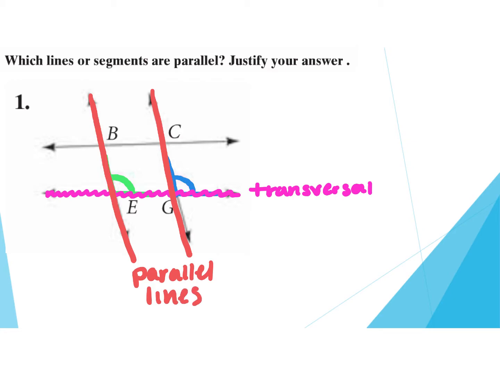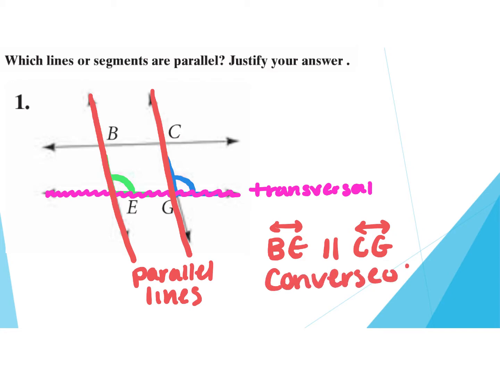So I could say that line BE is parallel to line CG, and your reason would be that since these are corresponding angles, it would be converse of corresponding angles. Again, if you don't have the term converse there, your answer is technically wrong.